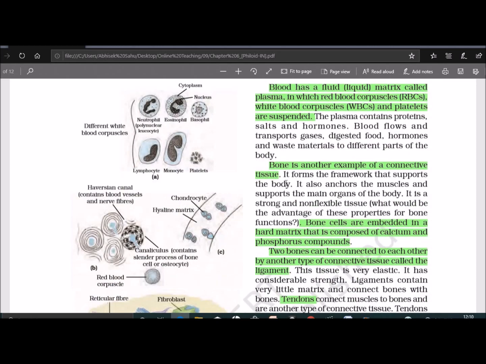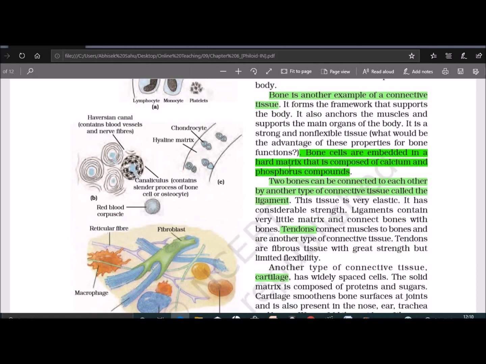First we will read about bone. Bone is an example of connective tissue. It forms the framework that supports the body. It also anchors the muscles and supports the main organs of the body. Bone cells are embedded in a hard matrix composed of calcium and phosphorus compounds. Its function is to provide shape and protect the important organs of the body.